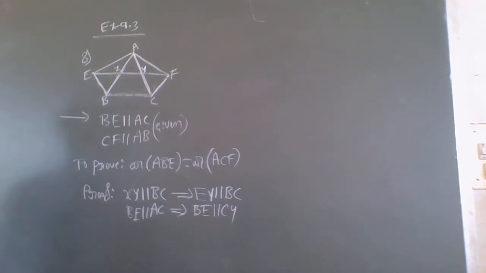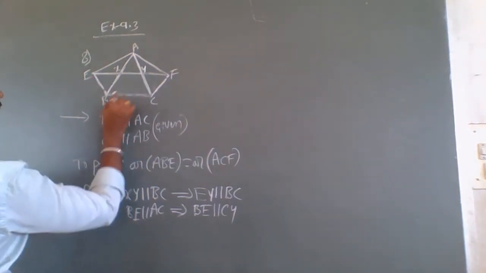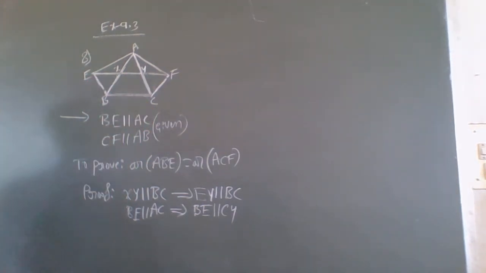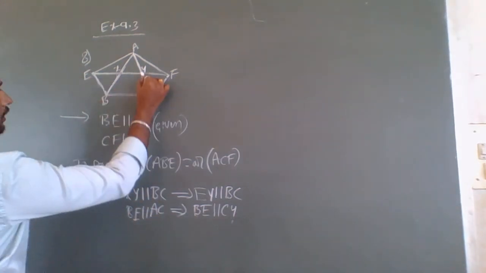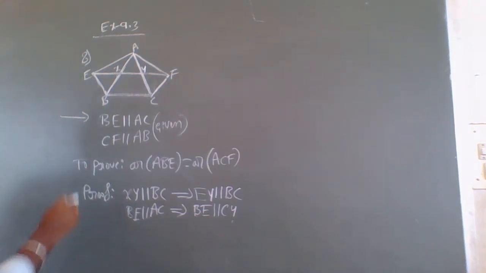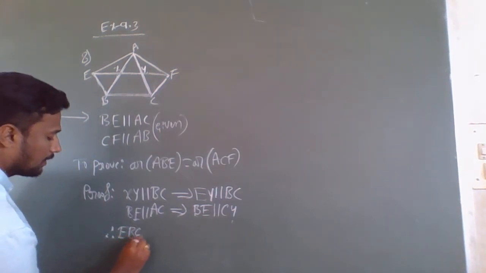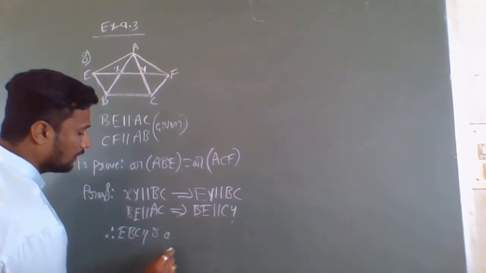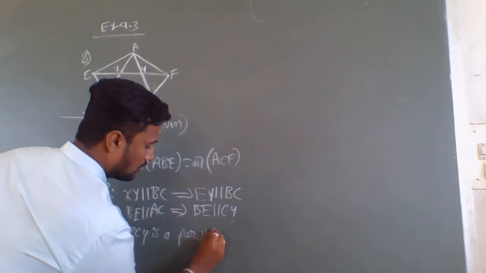Okay, so now we got to know that here EY is parallel to BC. These two lines are parallel, EY and BC are parallel. Next, BE is parallel to CY. Then you can say that this EBCY is a parallelogram because opposite sides are parallel to each other. Therefore, here I will write EBCY is a parallelogram.